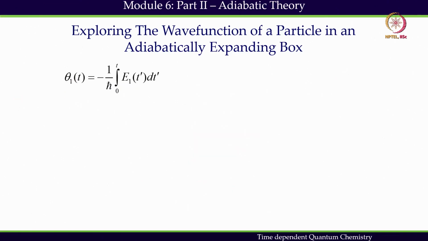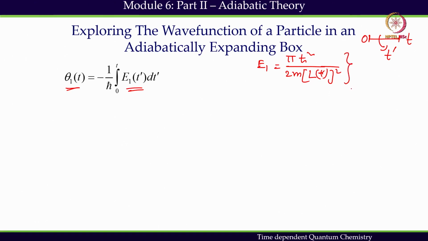First we will look at theta 1 t, how much it is going to be. Theta 1 t will depend on the integration that we have seen, and E1, the energy, we know is going to be pi square h cut square by 2m L square, where L is a function of t dash. The time interval we have is 0 to t, the expansion interval, and any time within this interval is t dash, and that's the integration we have taken. If this is the expression for the ground state wave function, the energy is given by this, the instantaneous energy of the particle in the ground state.